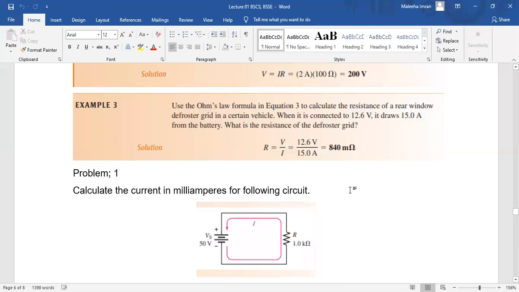So here, let me consider: calculate the current in milliampere for the following circuit. You have to determine the current. In this circuit, the voltage and resistance both are known. So you have to determine the current. You know that the current is defined as the ratio of voltage over resistance. So I is equal to V by R. V is known, R is also known, so you can determine the current.